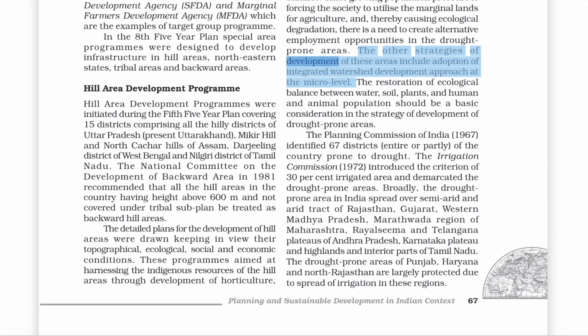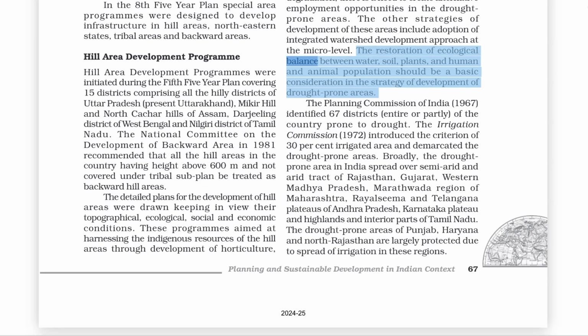The other strategies of development of these areas include adoption of integrated watershed development approach at the micro level. The restoration of ecological balance between water, soil, plants, and human and animal population should be a basic consideration in the strategy of development of drought-prone areas.